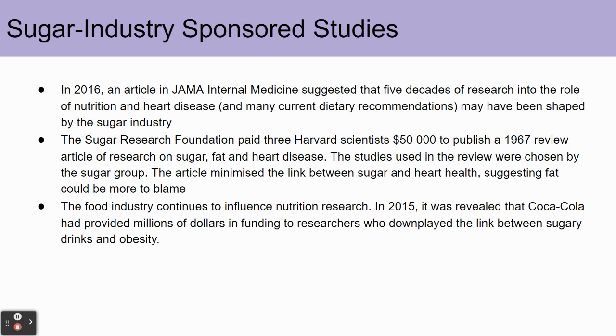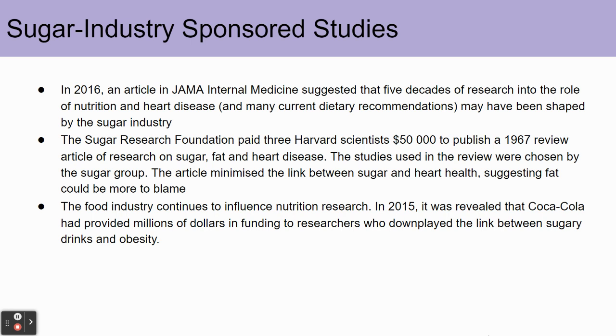This is a way that we would have looked at before in terms of misinterpreting information, and the fact that large corporations here, like Coca-Cola, provided funding to researchers to downplay the links between their sugary drinks and obesity.